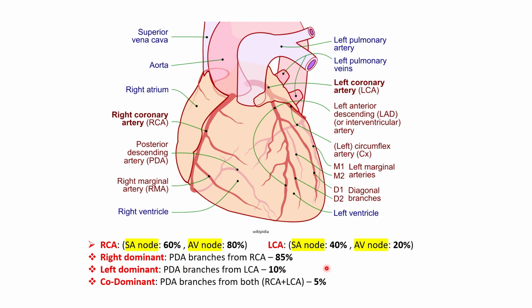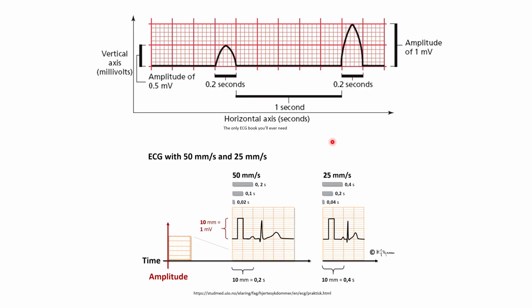But mainly in 85% of the population, it branches from the right coronary artery, 10% left coronary artery, and 5% of the population from both sides. I hope that's clear. Now let's move on, and now we will explain the ECG paper.